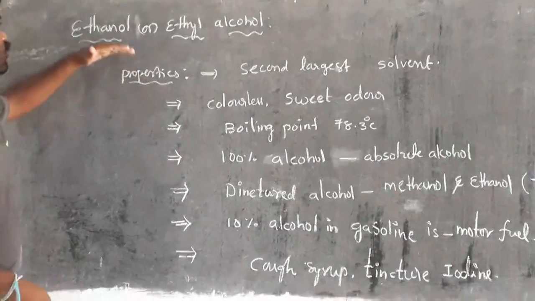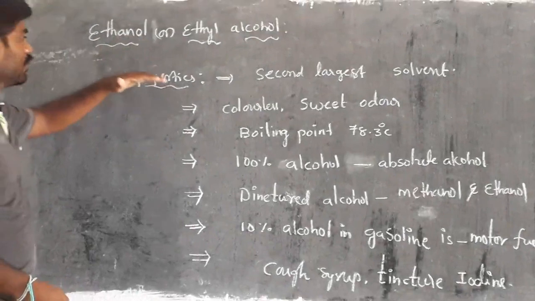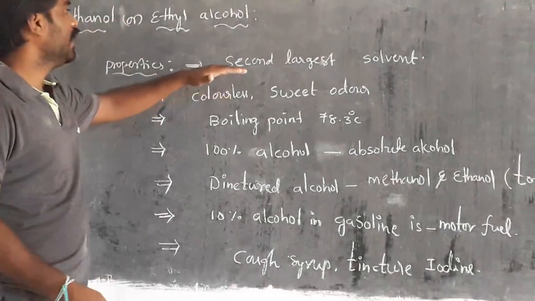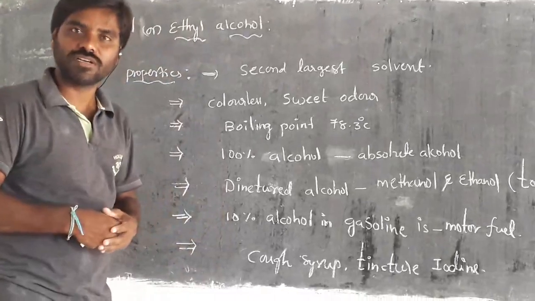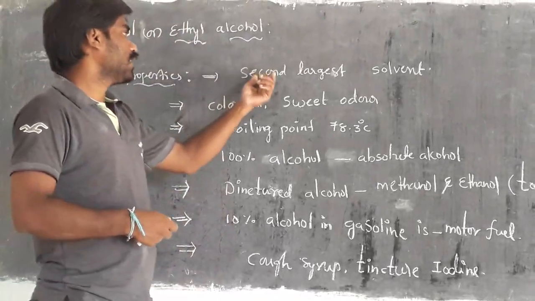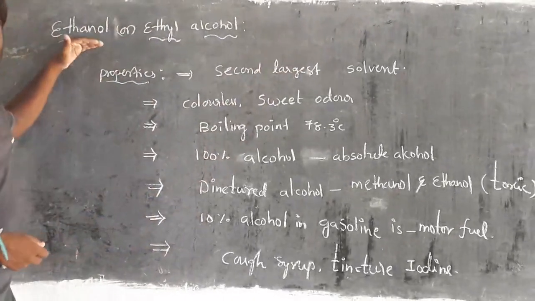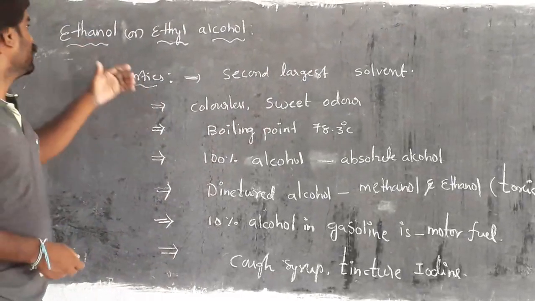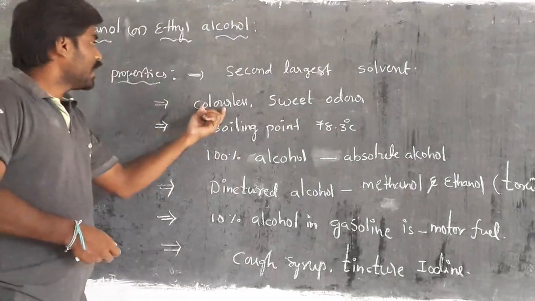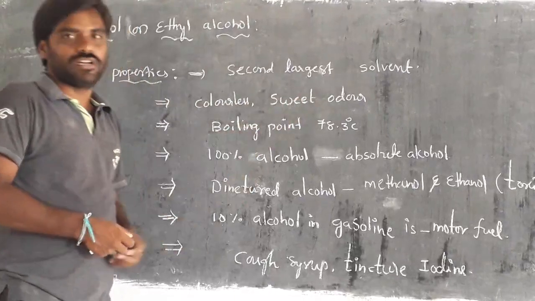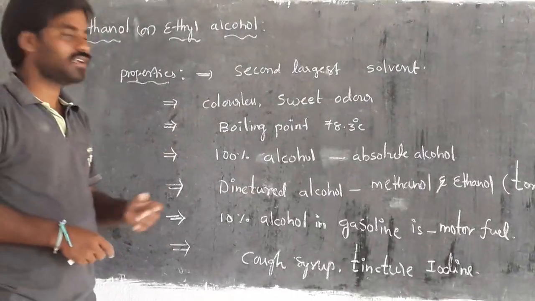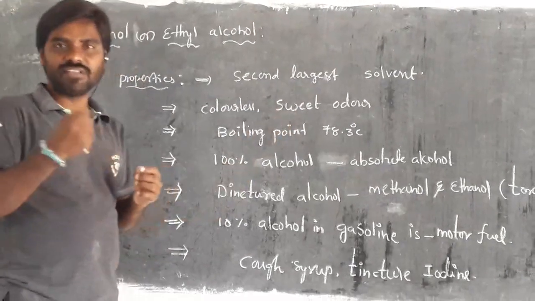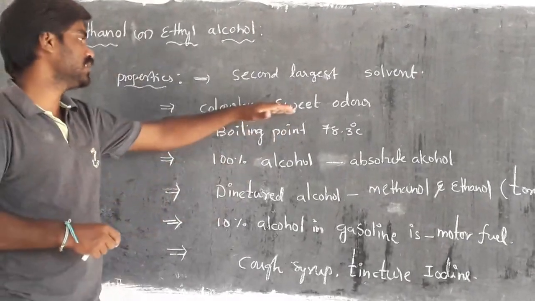About the properties of ethanol. The first property of ethanol is that it is the second largest solvent. The first largest solvent is water. The second largest solvent is ethanol, right? Then it is a colorless compound with a sweet odor. So it does not have color, same like water, and it has a sweet smell.